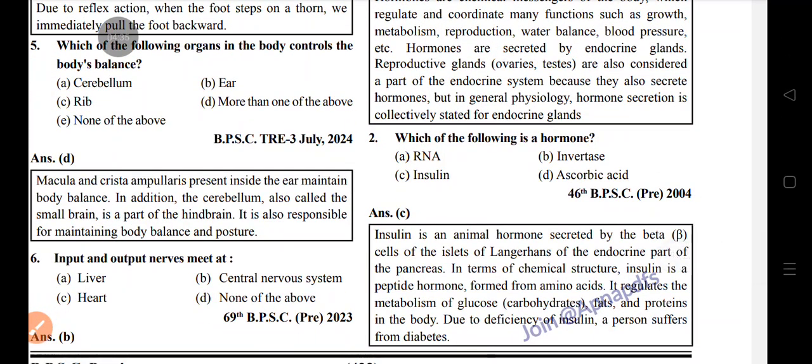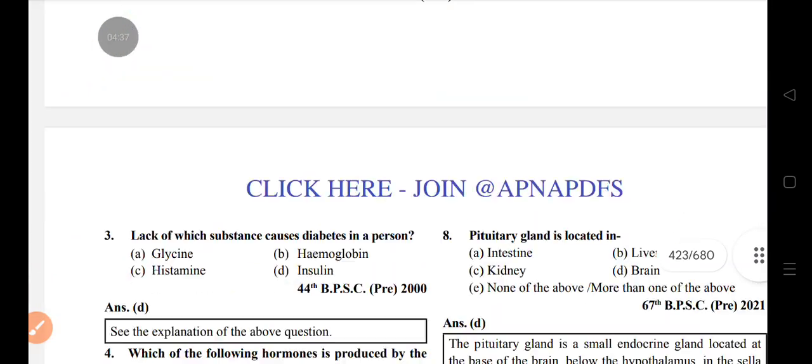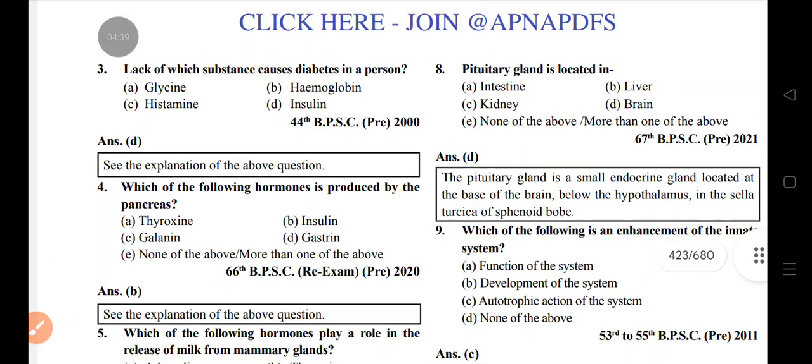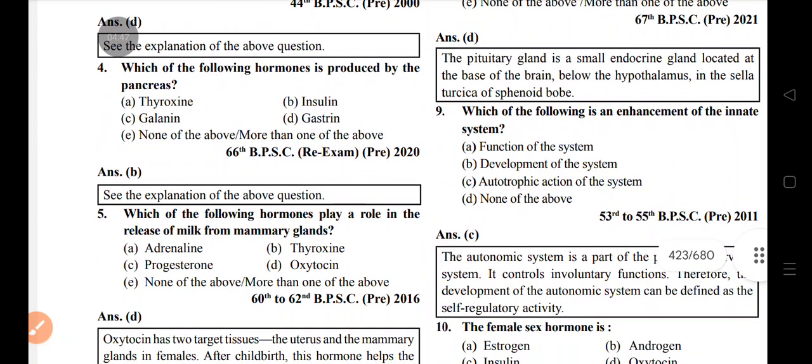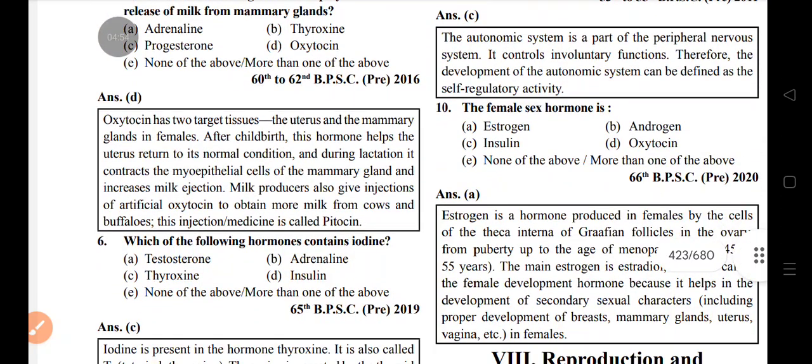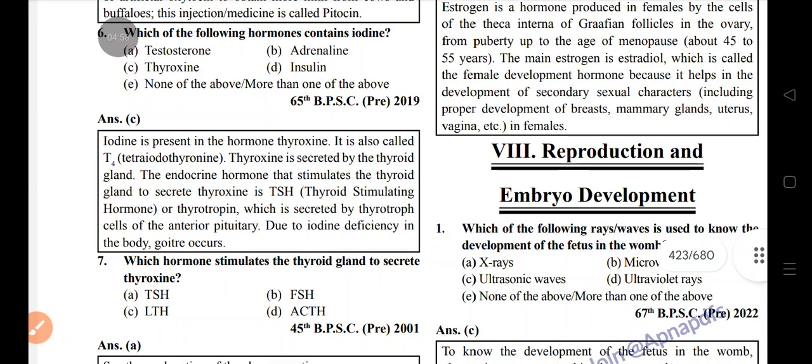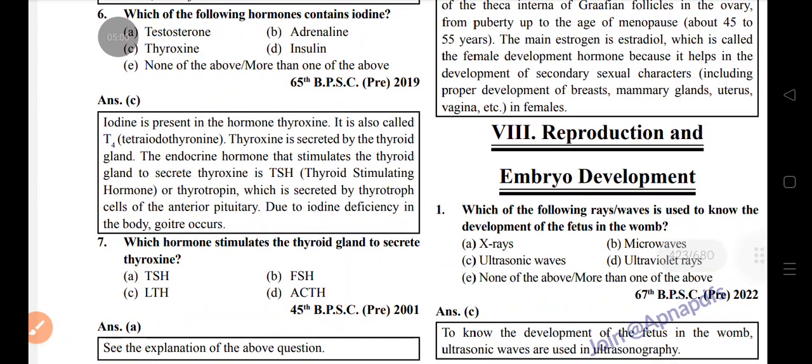Which one of the following hormone? Insulin. Lack of which of the substance cause diabetes in a person? Insulin. Produced by pancreas. Insulin. Hormone that plays a role in the release of milk from mammary gland: oxytocin. Hormone containing iodine: thyroxine. Which hormone stimulates the thyroid gland to secrete thyroxine? TSH.